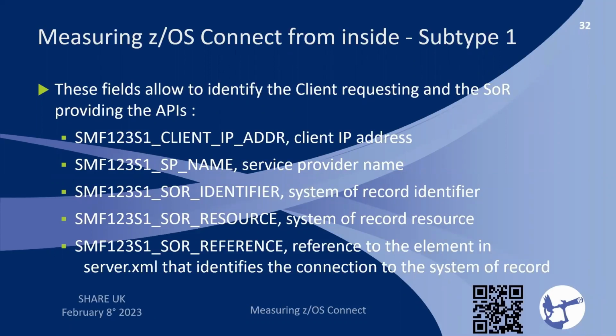Okay, going forward, we see the definition of the fields that allow you to identify the client which is making the request, and the SOR providing the API. So you see again the definition of the fields. You have the IP address of the client, the service provider name, and then the system of record identifier, the system of record resource, and the reference to the element in the XML file that identifies the connection to the system of record.